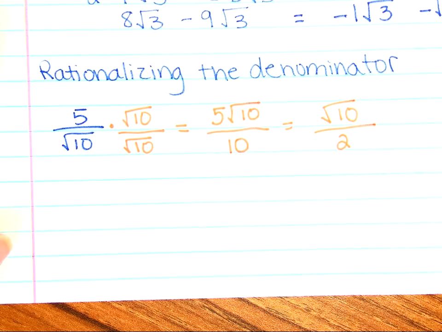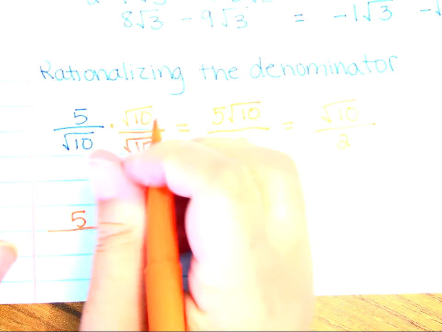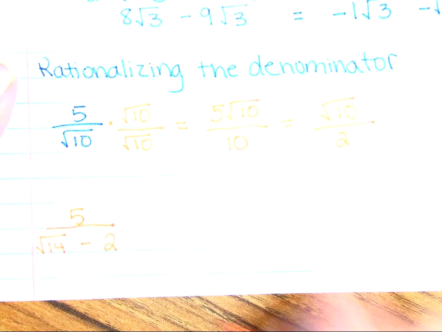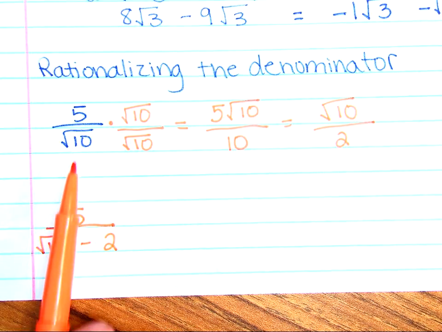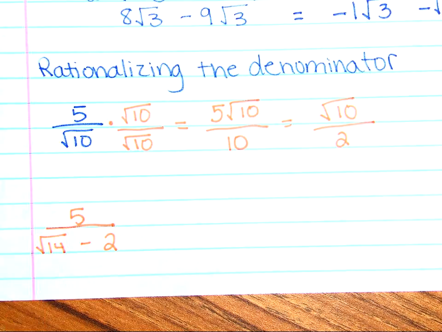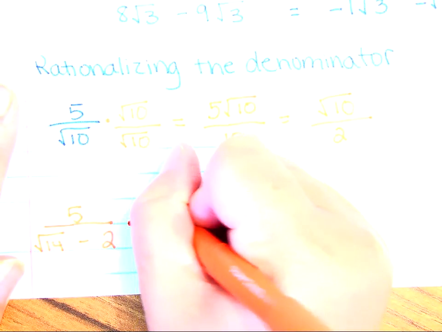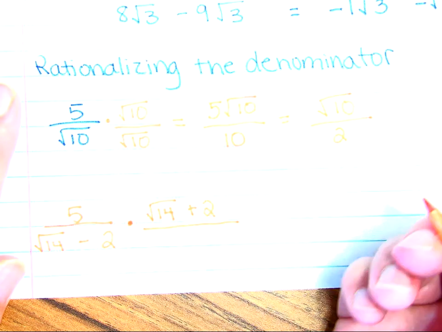Second way to rationalize the denominator would be if you had 2 terms in your denominator. So this was a single term. We've got 2 terms. So now we need to multiply by the conjugate, which is our denominator with an opposite sign.